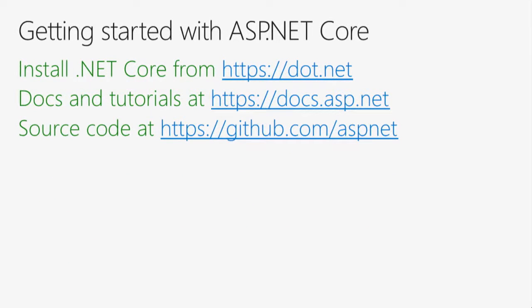So how can you get started with ASP.NET Core and building Web APIs with ASP.NET Core? Well, first thing, you're going to want to acquire .NET Core, and you can do that by going to .NET. And you'll want to install .NET Core for whatever platform you happen to be running on, whether that's Windows, Mac, or Linux. Our docs and tutorials can be found at docs.asp.net. And if you want to just see the code, you can find that on GitHub at github.com/aspnet.